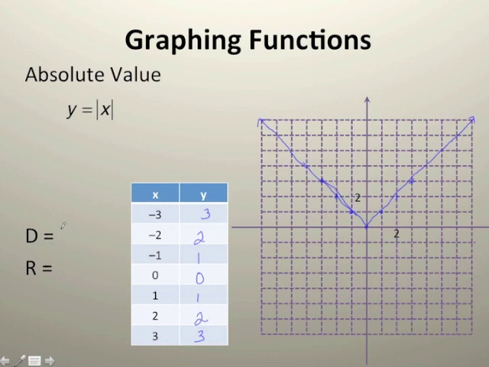Now, the domain is all real numbers. All real numbers have an absolute value. But the range is the non-negative numbers. So it starts with 0 and goes to infinity, since absolute values are always positive.